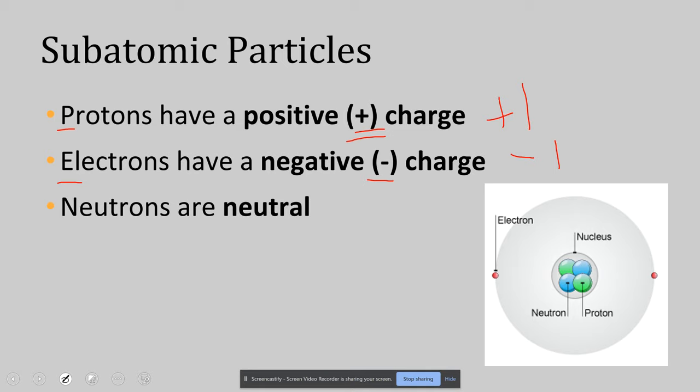Now, the third subatomic particle is the neutron. Neutrons are neutral, pretty easy to remember because it's basically the same word. We just drop the ONS and add the AL. So neutrons are neutral, and each of these subatomic particles has its own specific charge.